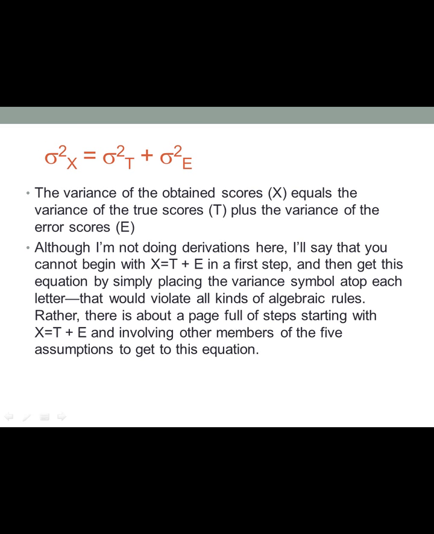If you think about it, you'll realize that violates all kinds of algebraical rules. So rather, it's not a huge distance from those 5 assumptions to this equation, but it takes about a page of steps, or at least I take about a page of steps if I'm trying to derive it, in order to get from x equals t plus e to the variance of the obtained scores equals the variance of the true scores plus the variance of the error scores. I'll just mention that in passing.